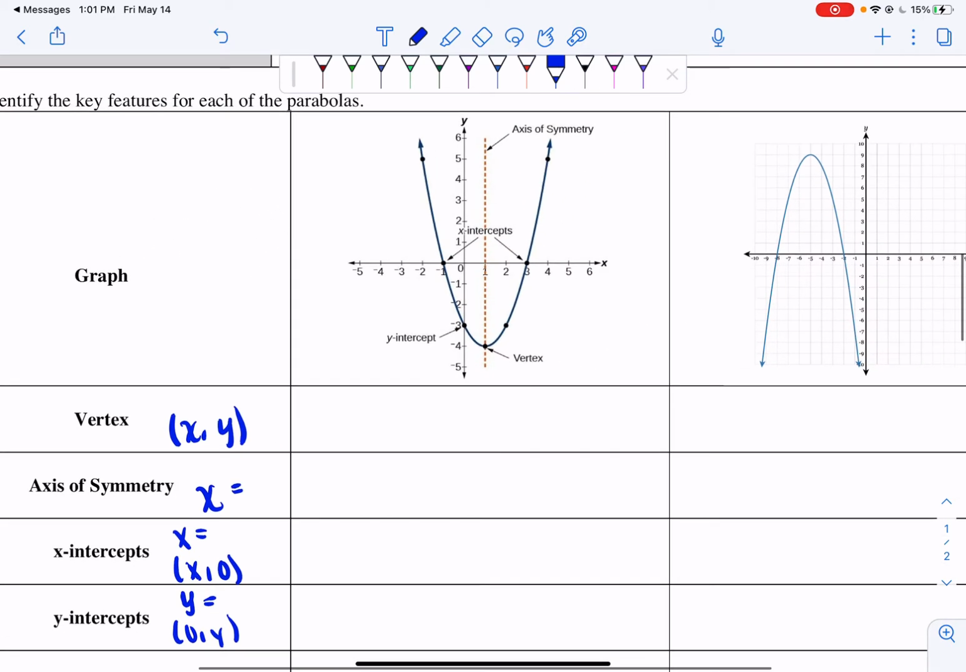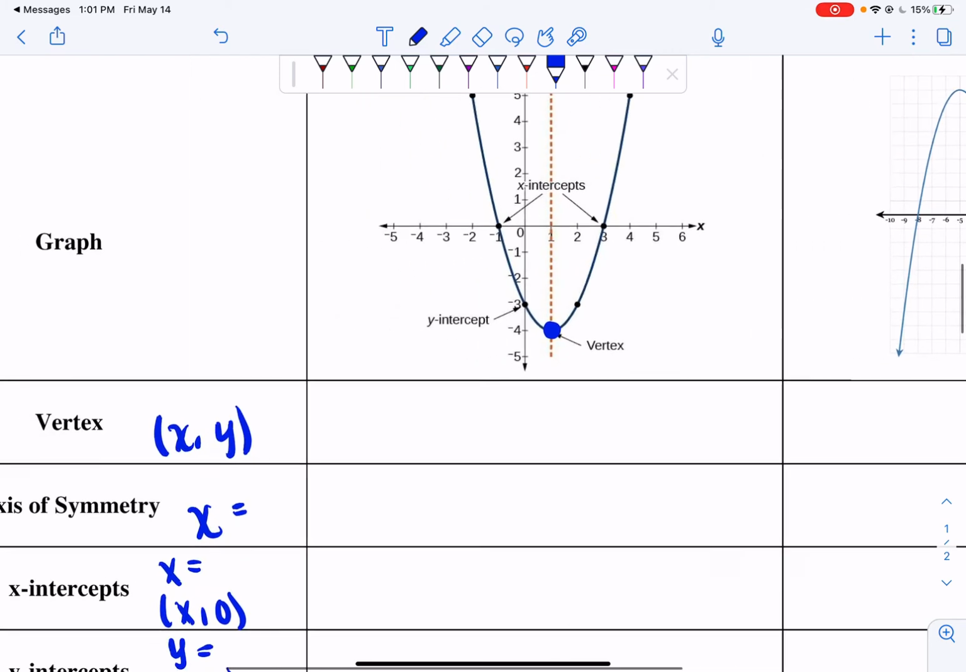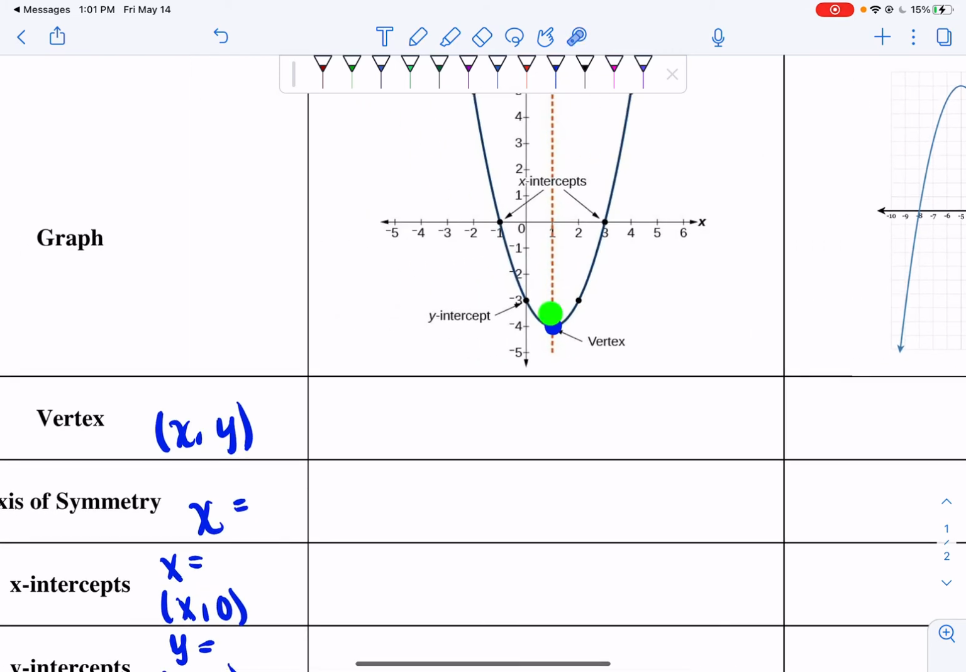So your vertex for this graph is basically where your turning point occurs. So if you look, I go down, and then I turn up around. So my vertex is exactly right where I pointed it out to be. My x value for my vertex is 1. My y value is negative 4. So I would say my vertex is 1, negative 4.